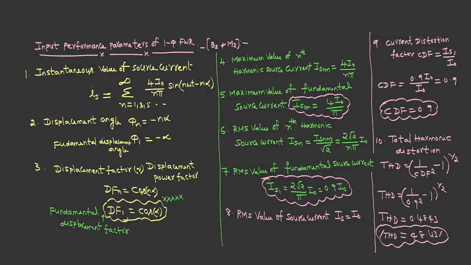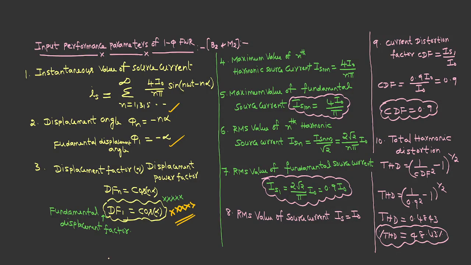Then these are the input performance parameters. Once you know the instantaneous current expression of the single phase full wave rectifier, how do we write the different formulas? Displacement angle: the nth order displacement angle is n alpha. The fundamental displacement angle is alpha. What is the displacement factor? The fundamental displacement factor is important, students.